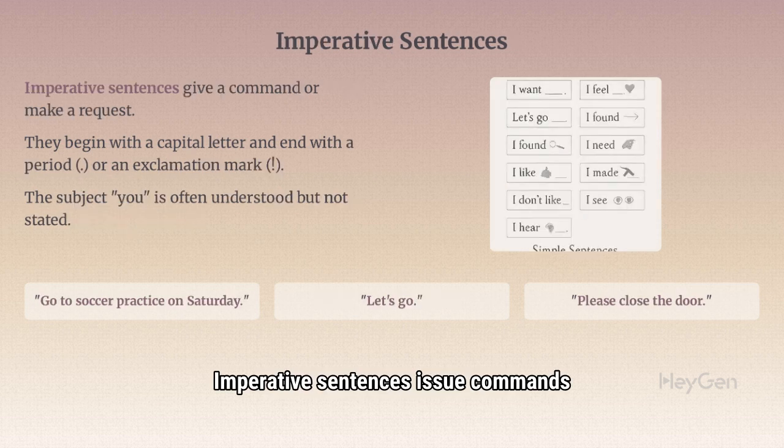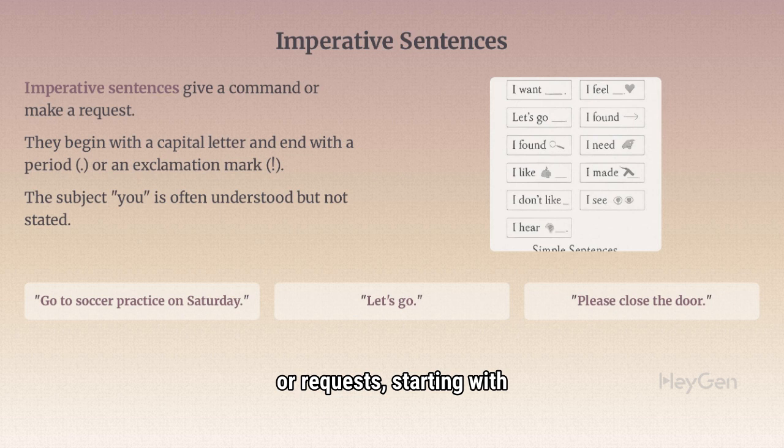Imperative sentences issue commands or requests, starting with a capital letter and ending with a period or exclamation mark. The subject you is implied. Examples include, go to soccer practice on Saturday, let's go, and please close the door.